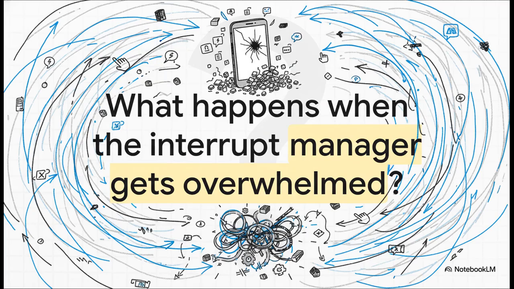So the next time you tap your screen or get a text, just remember there's this entire incredible ecosystem of interrupts, managers, and priority lists firing off behind the scenes. It all works flawlessly until it doesn't. And that leaves us with one final thought. We've seen how this system is designed for perfect order. But what happens when the chaos of too many requests overwhelms the manager? Well, that's when your perfectly responsive device suddenly isn't so responsive anymore.